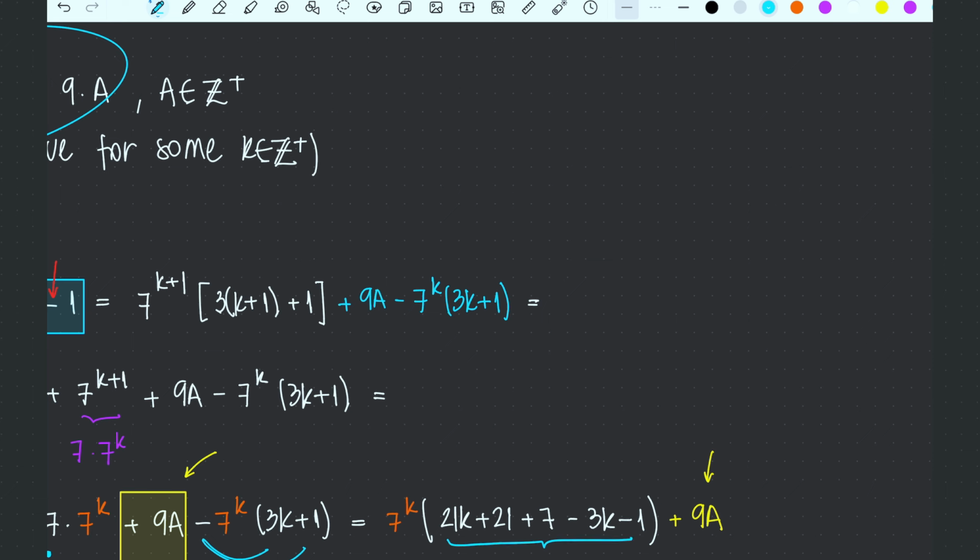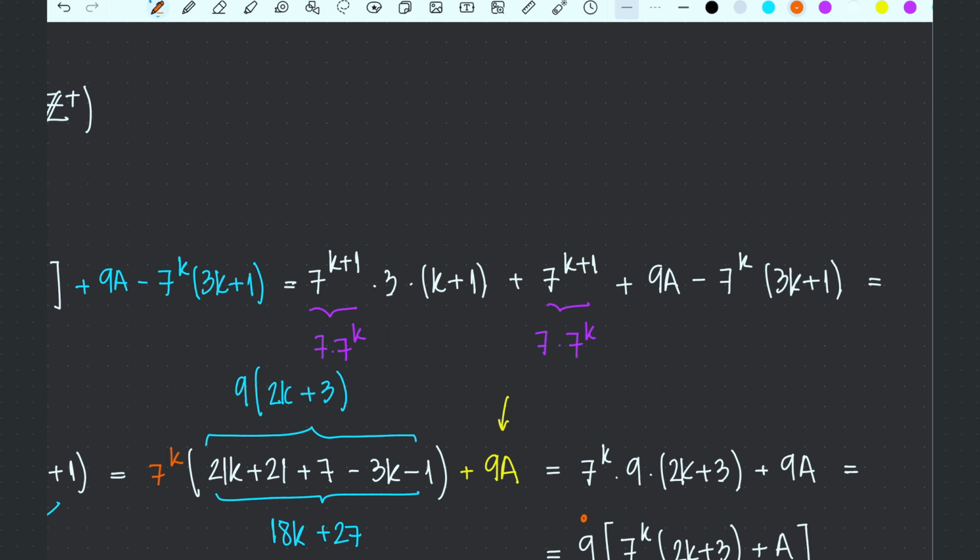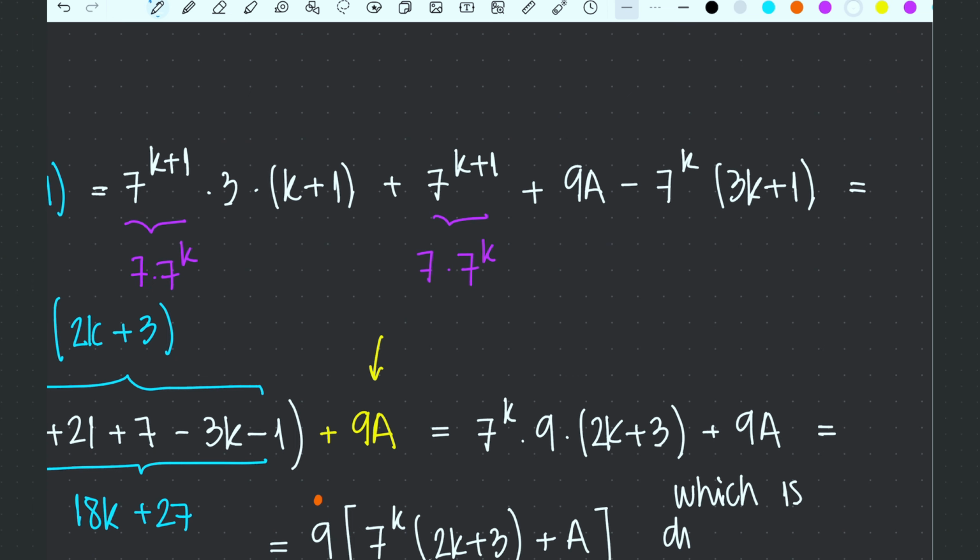Now, by simplifying this, we get 18k plus 27, which can also be rewritten as 9 times 2k plus 3, giving us the following result, which of course is not the end result. We still need to factor out a 9. So we have 9 times 7 to the k, 2k plus 3 plus a. And that's it. We just need to write the conclusion now, given that we already got a number which is a multiple of 9 or divisible by 9. So which is divisible by 9.